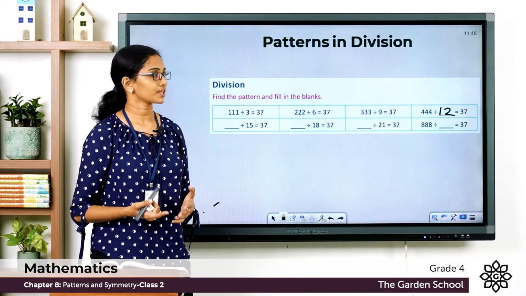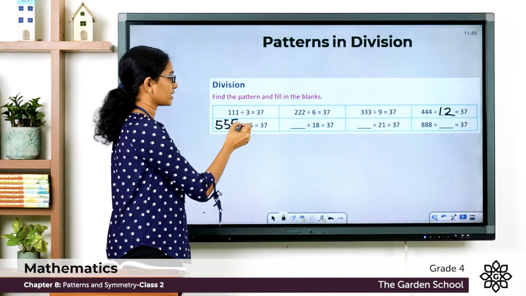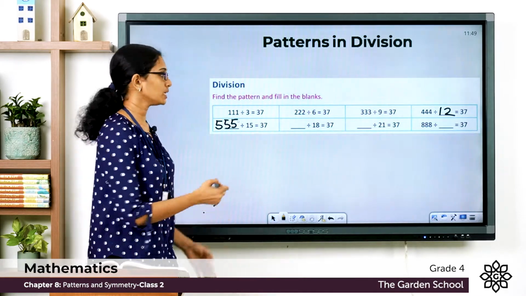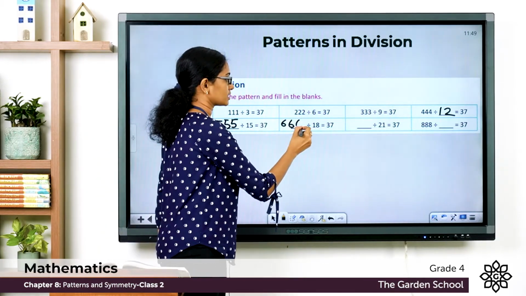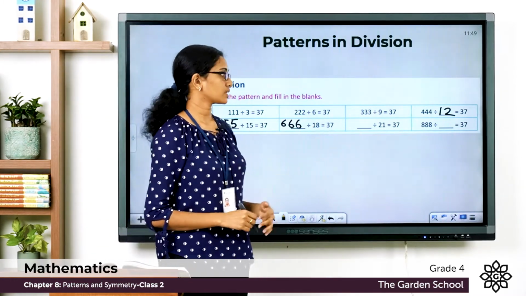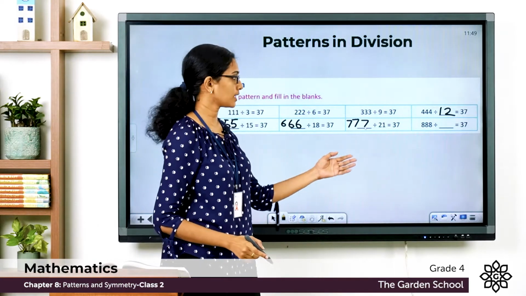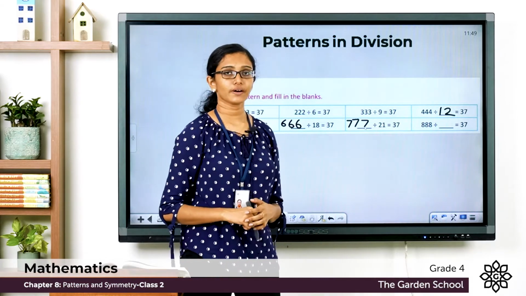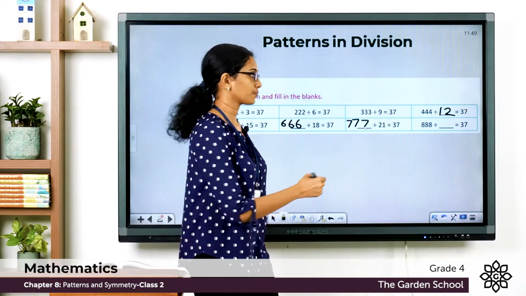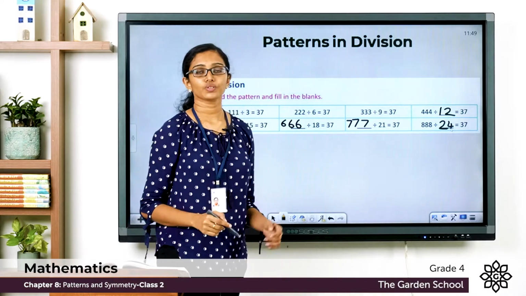So after 444, the next dividend would be 555. Divisor 15 and the quotient remains the same. After 555, it would be 666. Then divide by 18, which gives the same quotient. After that, it would be 777 divided by 21. Then after 21, what would be the divisor? So it's 18, 21, next would be 24. So 888 divided by 24 gives you the same quotient, 37.